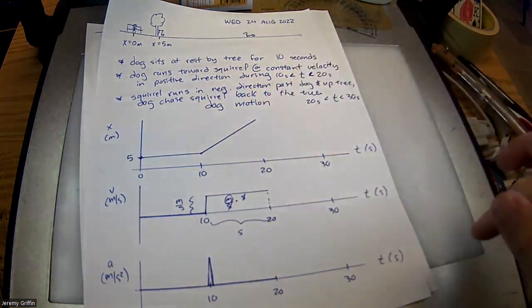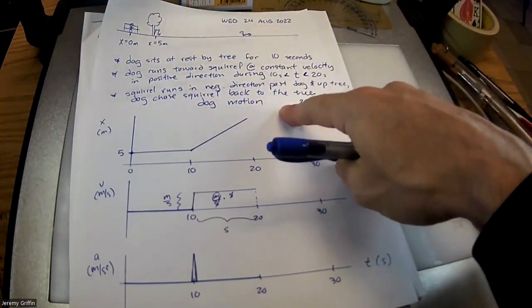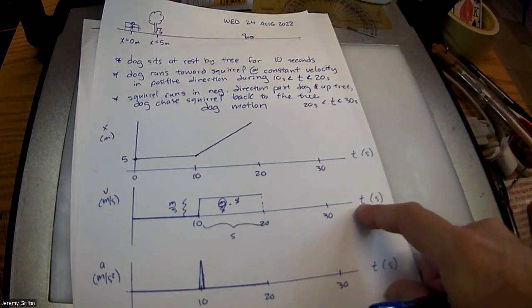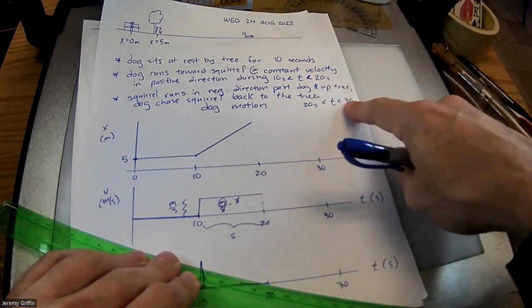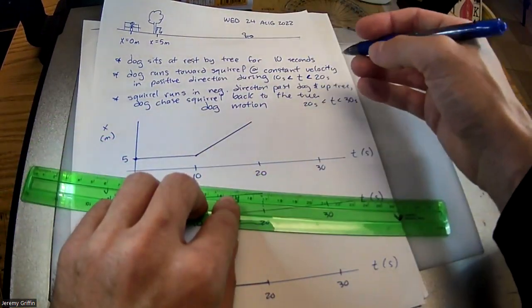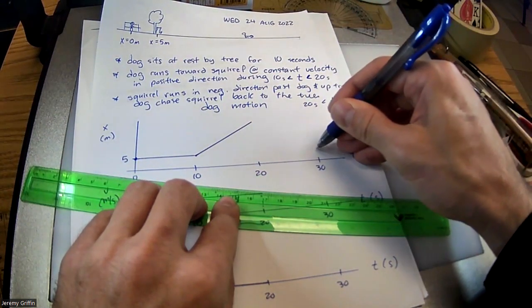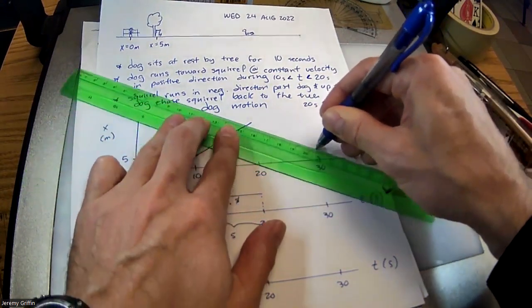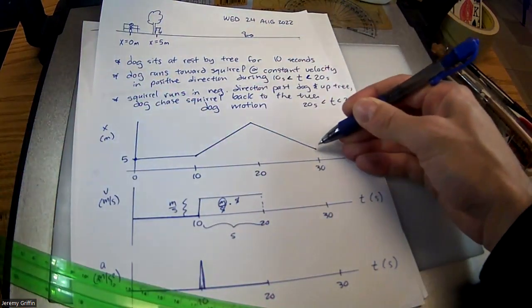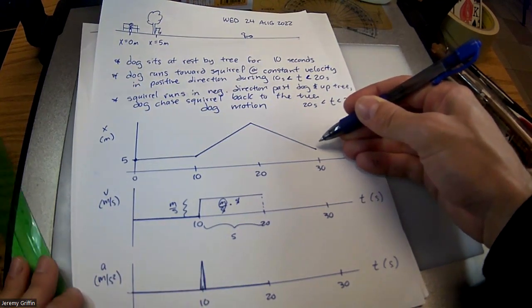Okay. All right. Let's hit this third bullet point. So the dog runs back towards the squirrel, and at the 30-second mark, let's say, has reached back to the tree. So what do you guys have for x versus t? It goes back now. Yeah, back down the same way. There you go. Boom, just like that. And the dog ends up exactly where you started, right next to the tree at the 5-meter mark. You guys got that?